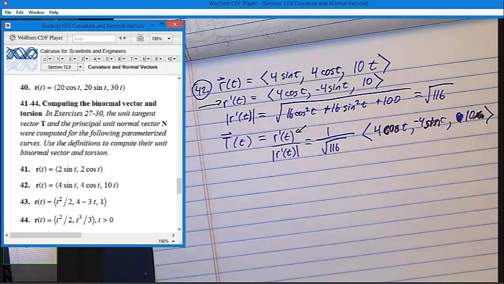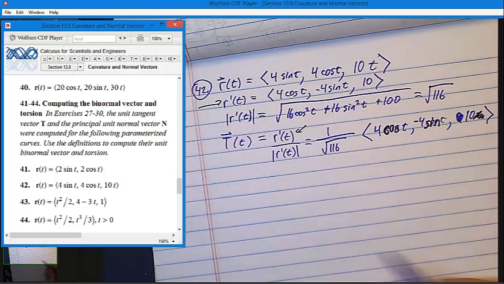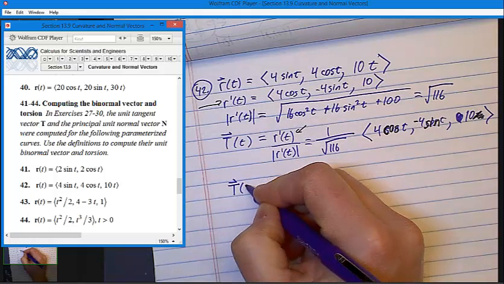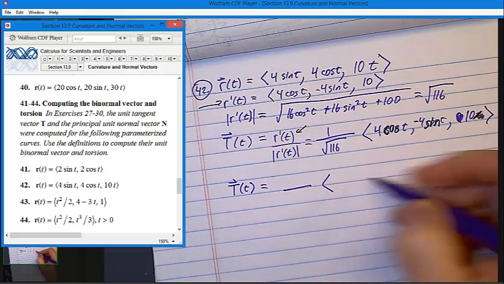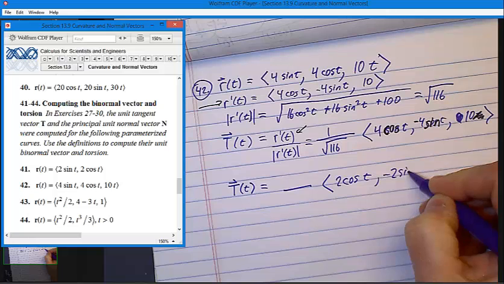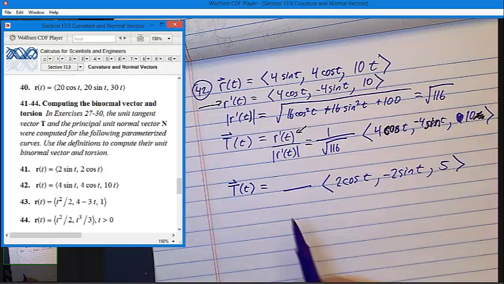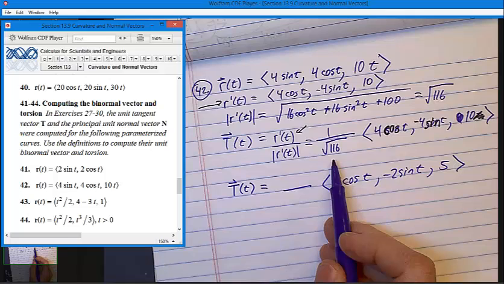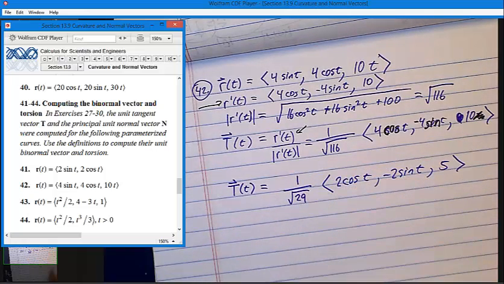Okay, so now I'm guessing there's a common factor you want to take out, right? Because if you look at what the book says T is, they're going to say T of t is some fraction times the vector, and I guess we're going to have 2 cosine t, negative 2 sine t, and 5, because we take a 2 out. But in order to take a 2 out, I guess we'll take a square root of 4 out of here. Right? 4 times what is 116? Well, 4 times 25 is 100. So 4 times 29. So this is 1 over the square root of 29. So there's T. Okay, there's my T.